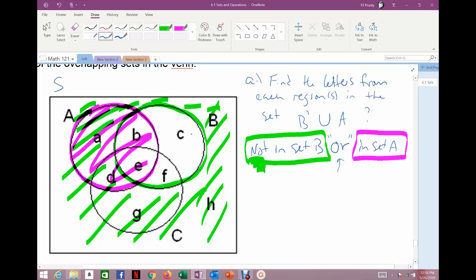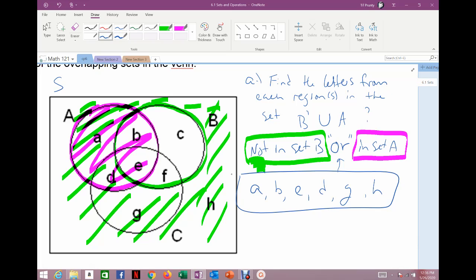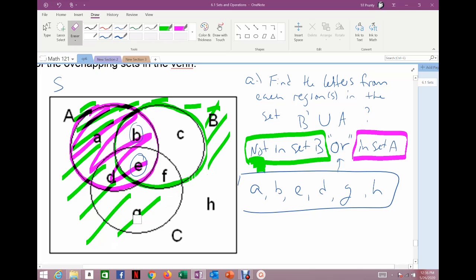C and F are the only ones not shaded, so I get to include A, B, E, D, G, and H. Alright, those are all of the regions that are not in circle B, or they showed up in circle A, right? Or I get to include B and E because they're in circle A. Alright, I'm going to erase it and do the next example.